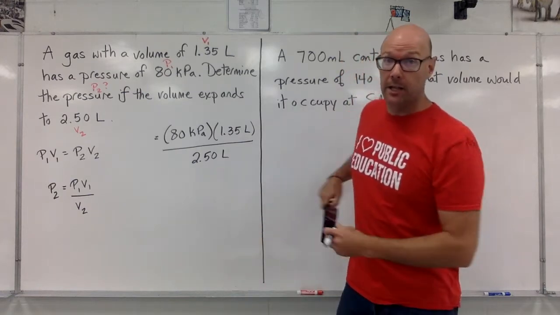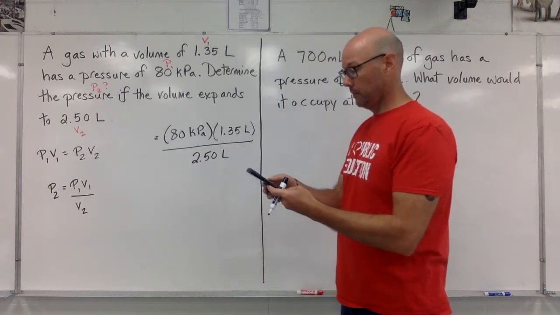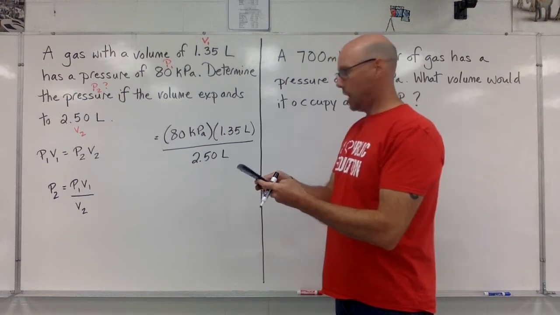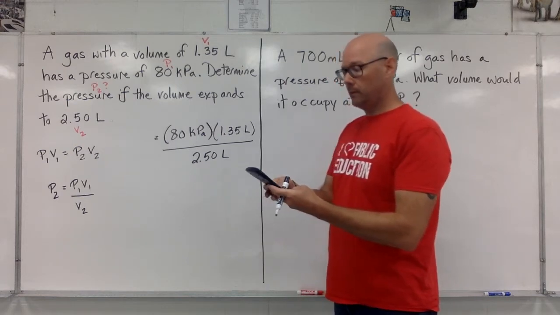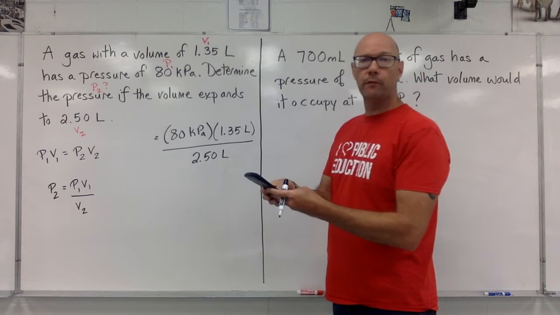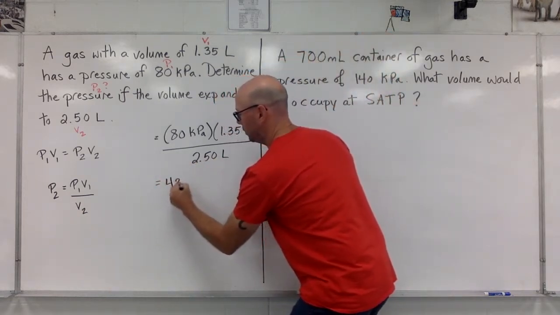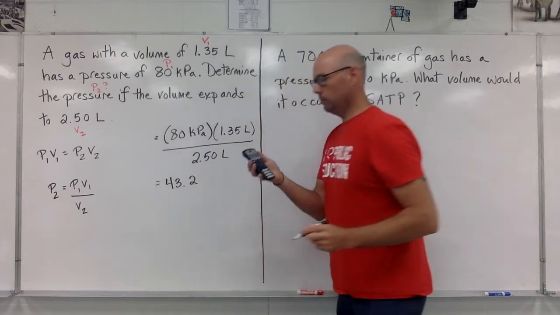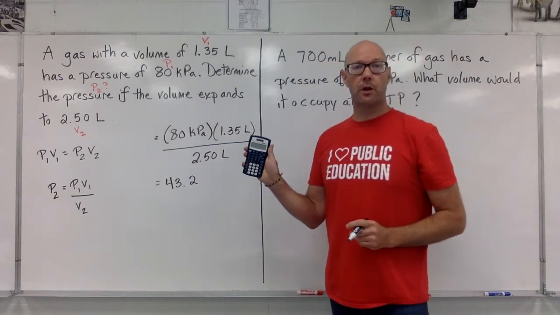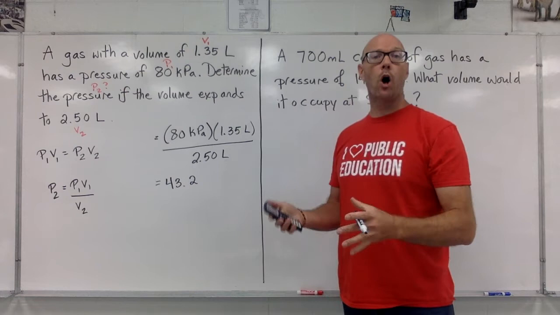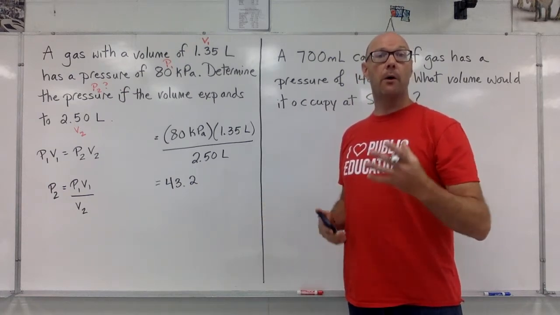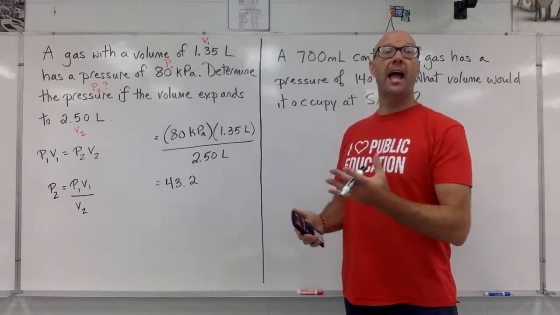So I do my calculation. 80 times 1.35 divided by 2.5. 43.2 is what comes out on my calculator screen. That's the raw answer. I need to now think about my significant digits and the units.